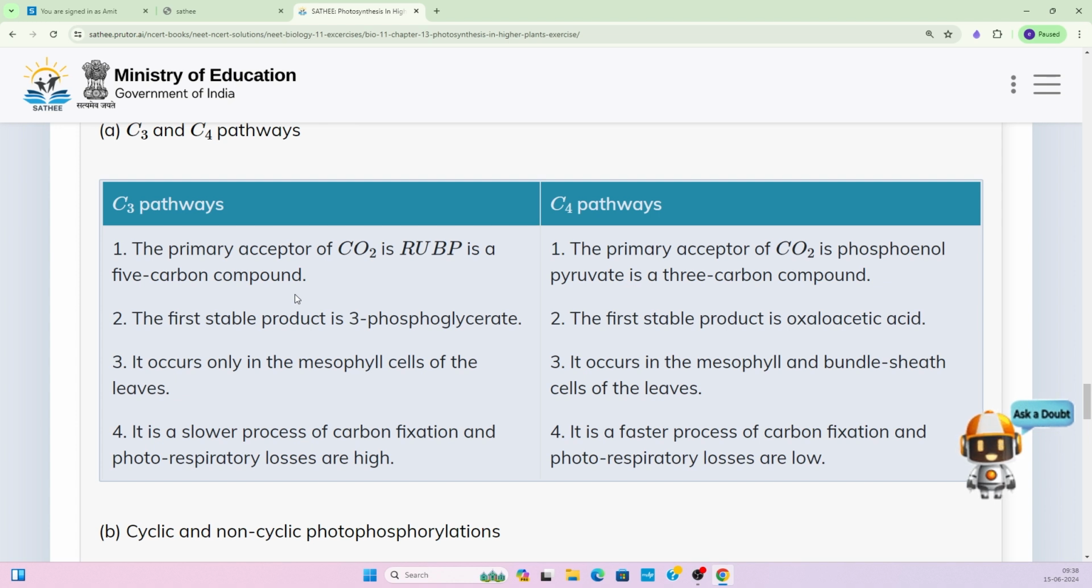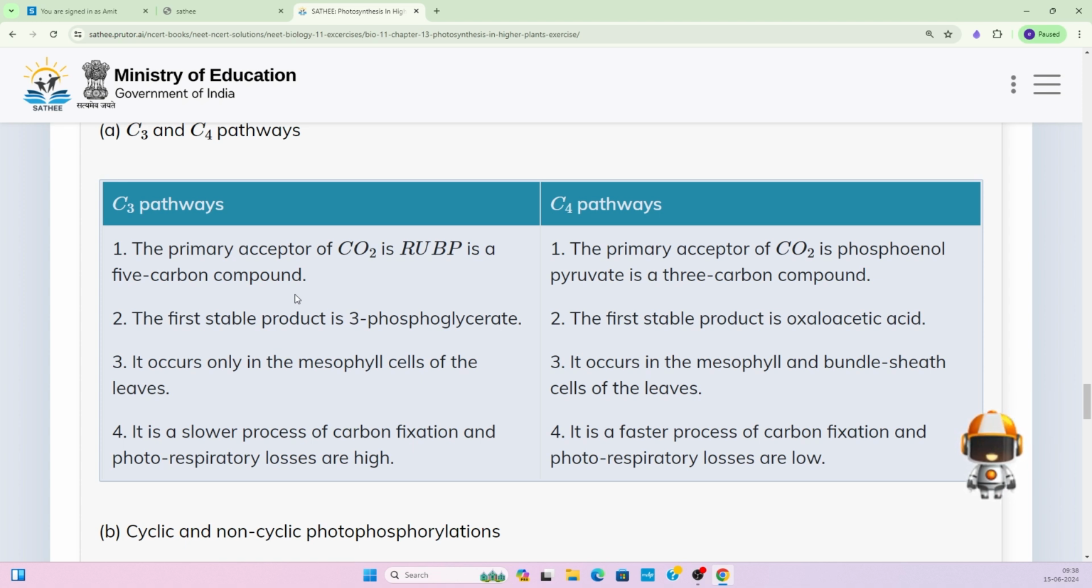It is a 3-carbon compound, and later it forms the 4-carbon compound, oxaloacetic acid, which later gets converted to malic acid in the bundle sheath cell. The first stable product is the 3-phosphoglycerate. So here the first stable compound is a 3-carbon compound, and that is quite stable. So it is a 3-phosphoglycerate. In the C4 pathway, the first stable product is the oxaloacetic acid, which is the 4-carbon compound.